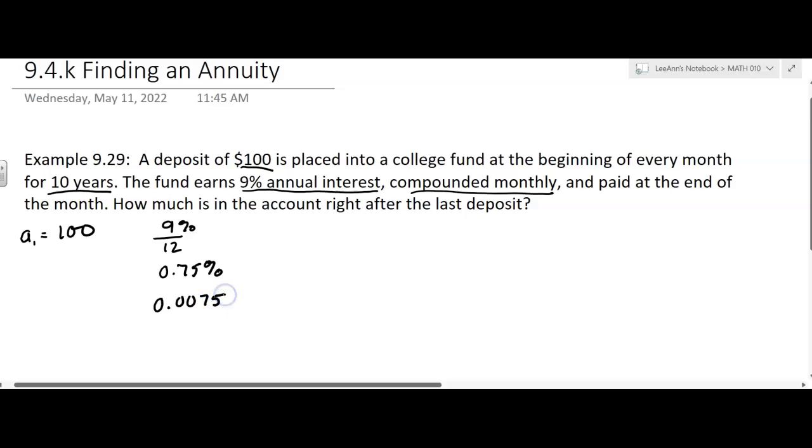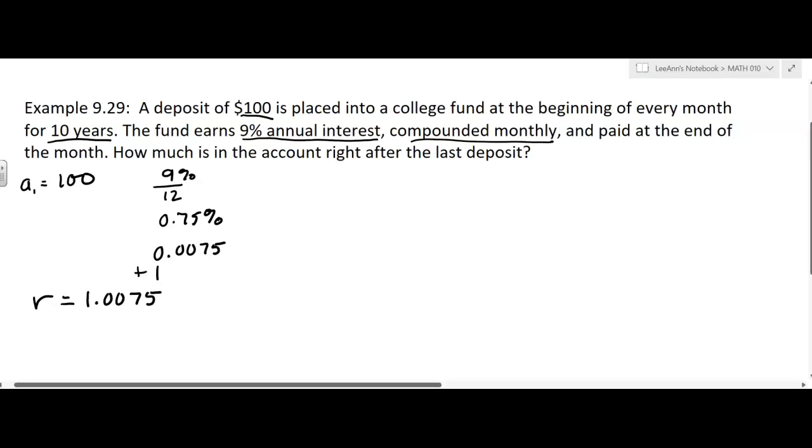So we've got to change that to 0.0075. Make sure you give the right number of decimals. But then you have to add the 1 to it to get the ratio. So the ratio is going to be 1.0075. Okay, so that's important. And then the other thing is, how long are we doing this for? 10 years, but it's every month. So 10 years times 12 months in a year, so the N is going to be 120.